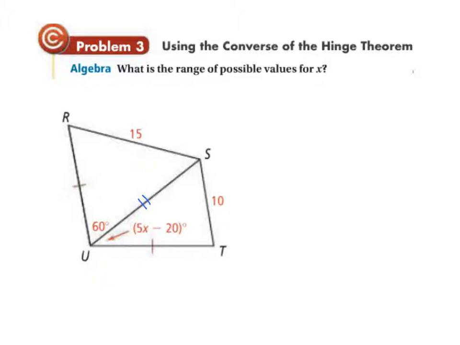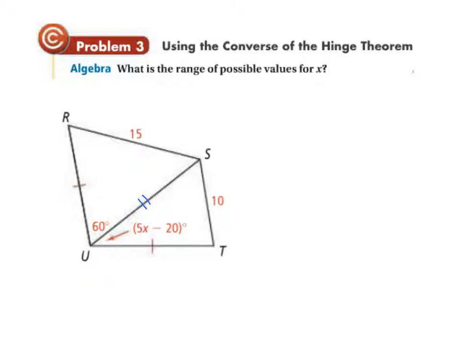By doing that, I have these two side congruences, and I know the relationship on the third side. The third side over here is 10, whereas the third side on this one is 15. And the only way that this can be smaller than this one is if its included angle, its hinge, is smaller than the hinge over here. All right, so this right here, 5x minus 20, needs to be smaller than 60.